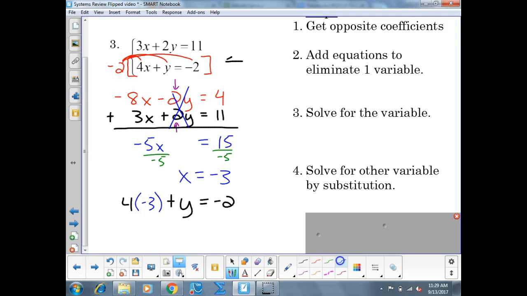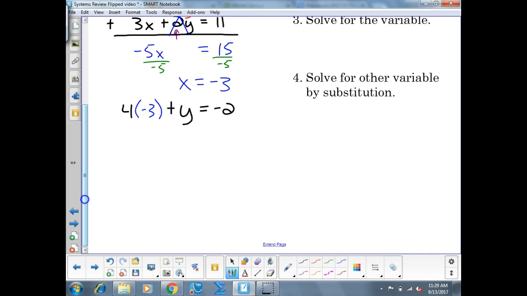So I'm plugging it back in to one of my original equations. Doesn't matter which one. Okay? And then because I want to get it as a point again, so then this becomes negative 12 plus y equals negative 2. Add 12 to both sides, so then y here is equal to positive 10. So my guesstimate point is the point negative 3, comma, positive 10.